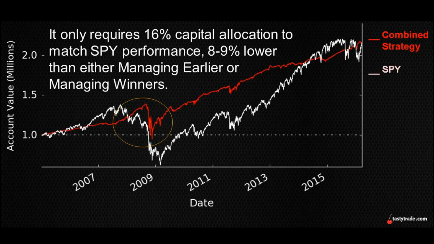And that also is telling us that instead of the 25% to equal the SPY, we only require 16% of the capital allocation to match the SPY performance. So that will be 8 to 9% lower than either managing earlier or managing winner, which is great. So let's go and discuss more details.